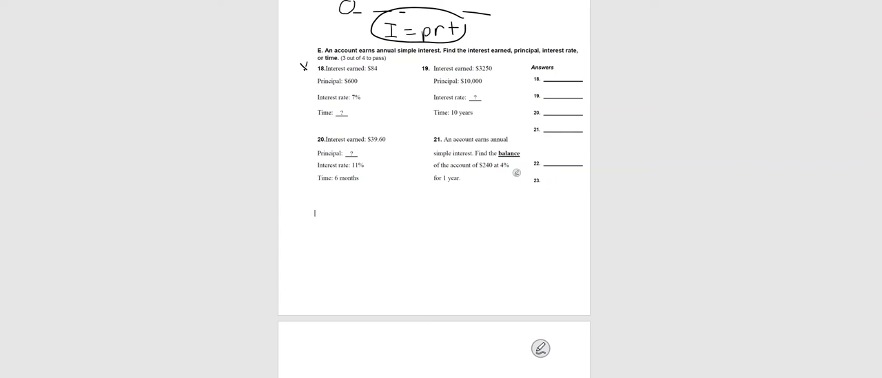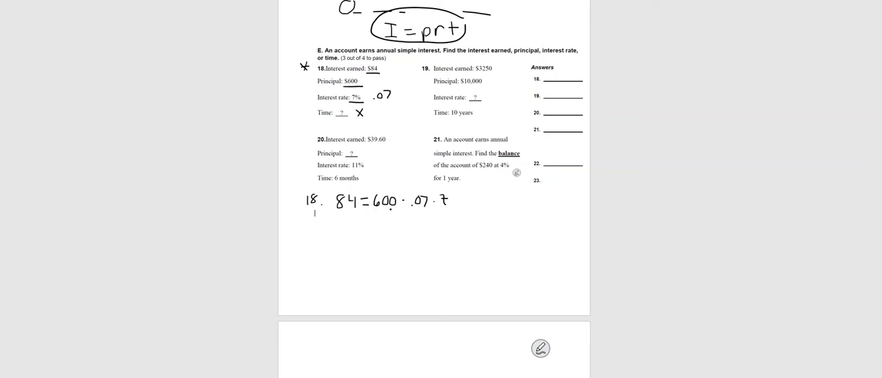On 18, the interest earned is 84, so that means we know the I. The principal is 600, so we know the P. The interest rate is 7%, so remember we change that to 0.07. And the thing that we don't know is the time. So if I plug into the formula the things that I know, the I is 84, the principal is 600, the rate is 0.07, and the thing I don't know is the time.